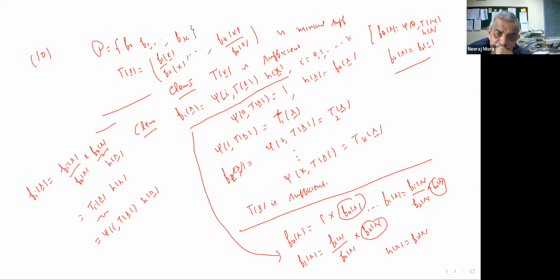And for f_i(x), I wanted ψ_i(T(x)). So what is my ψ_i(T(x))? ψ_i(T(x)) should be a function of these ratios. And I see that f_i(x) over f0(x) is the ith component of this T(x). So this is the same as T_i(x). T is a vector. So I have been able to factor it appropriately. So by the factorization theorem, T(x) is sufficient. Does anyone have any doubt in this?